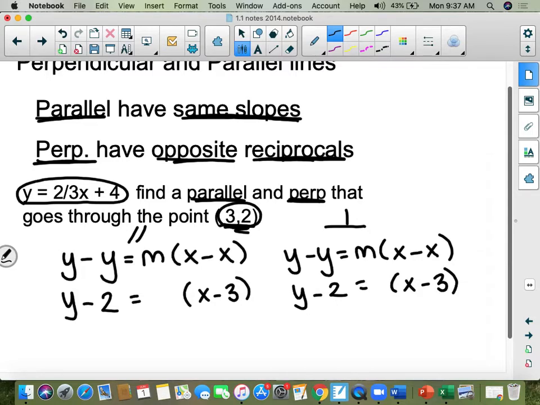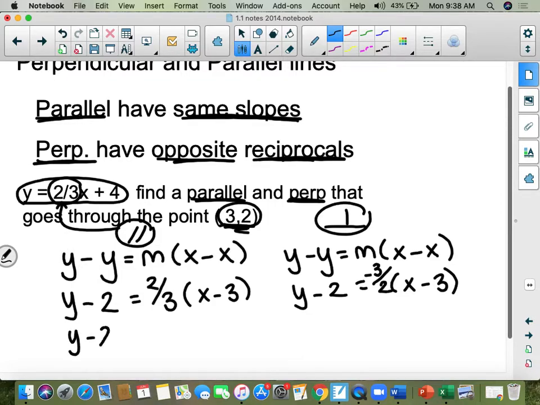What's different in this problem is that if it's parallel to this equation, it needs to have the same slope. And the slope in this problem is 2/3. So this one has to be 2/3. And I know for it to be perpendicular, which is right here, it needs to be the opposite reciprocal. Opposite is a negative, and the reciprocal of 2/3 is -3/2. The last thing I'm going to do is simplify this. You're going to do the famous distributive property.